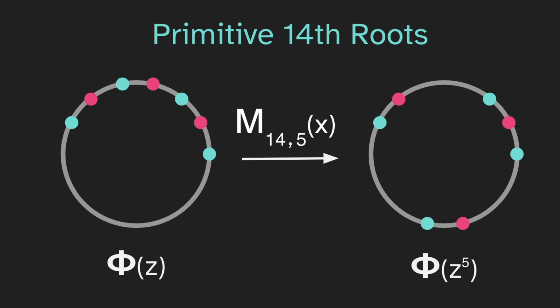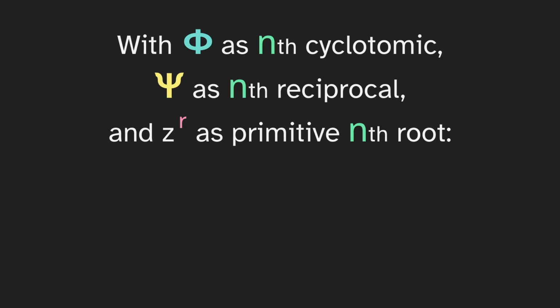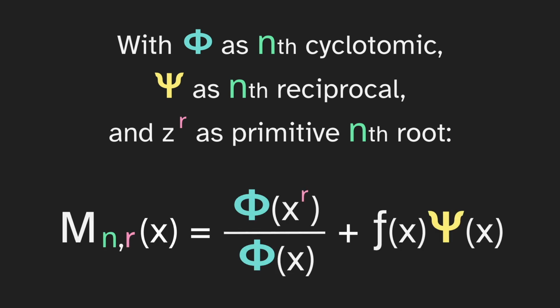And more generally, with phi as the nth cyclotomic, and psi as the nth reciprocal, and z to the r as a primitive nth root, we will define the modifier of n on r as phi of x to the r over phi of x plus some multiple of psi. So this gives us a general form for that modifier.